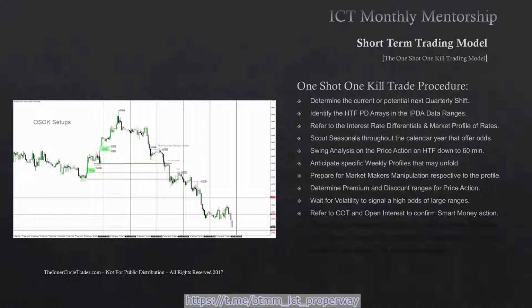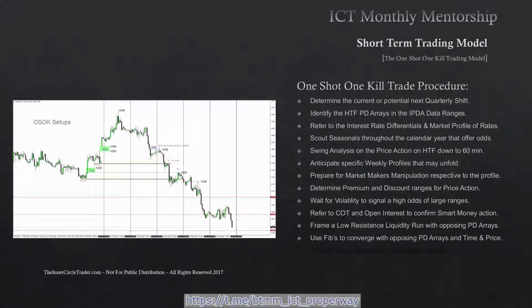We're going to refer to COT, which is commitment of traders, the commercials versus the large traders, and open interest to confirm smart money action. We look to frame a low resistance liquidity run with opposing PD arrays. Or for bearish, we're looking to sell short at a premium PDA, and then we're going to be looking at a discount PDA to pair it up with.